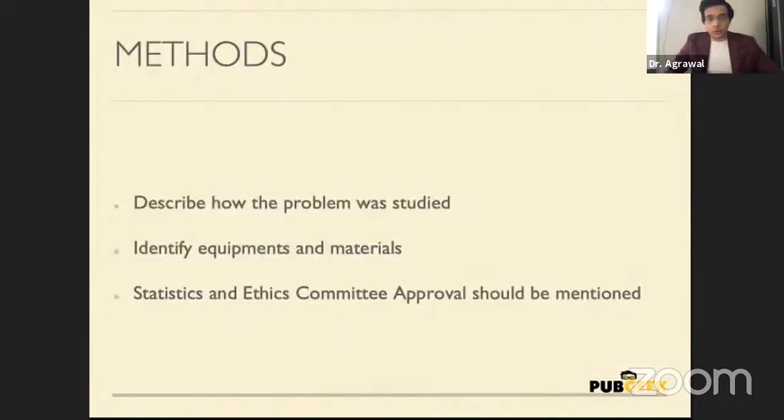So let's move on to the methods section of the article. Here you describe how the problem was studied, what methods you used, how did you arrive at your target population, mention all inclusion exclusion criteria that we discussed.